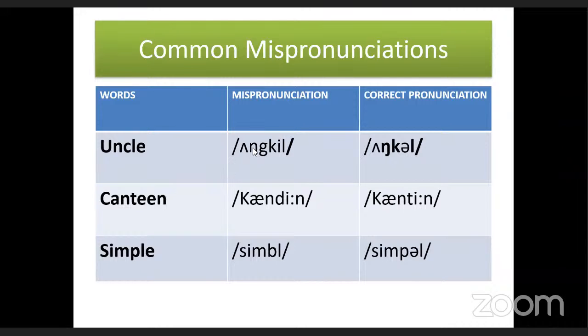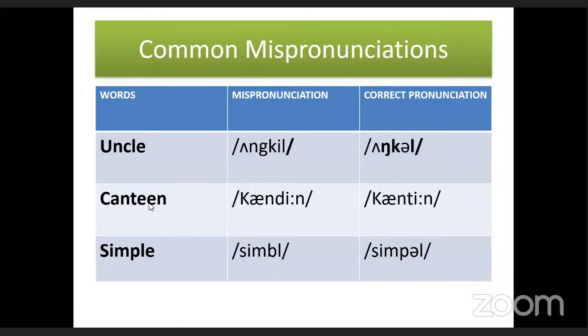Uncle. It is not nga sound there. It is just uncle. It is a K sound, not an ng sound. Okay. Look at the transcription. The correct one is uncle and the wrong pronunciation is angle. Common mistake.